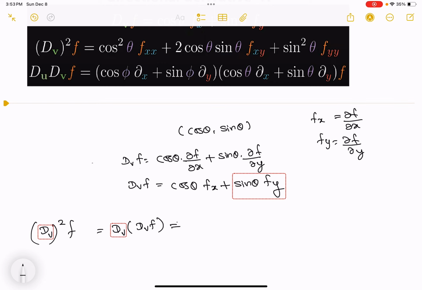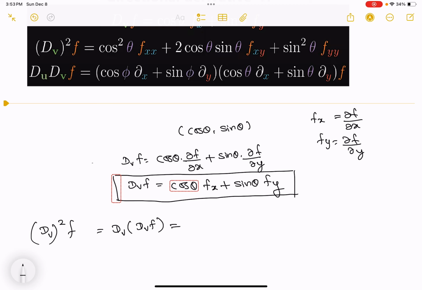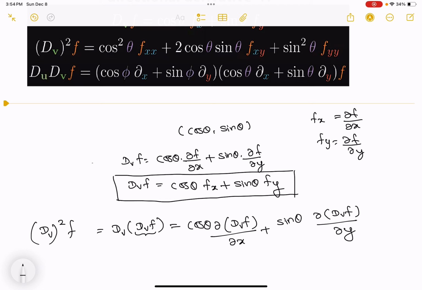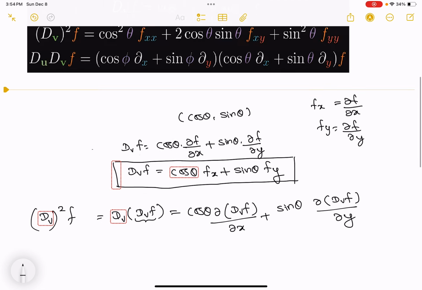So let's go with the same definition. We have defined the directional derivative of f with respect to v as cos theta times f sub x plus sin theta times f sub y. Don't forget that this is just the derivative of the function with respect to x. For now this is our function. So what I will do is take the partial derivative of this function with respect to x, times cos theta, plus sin theta times the partial derivative of this function with respect to y. This will make our life easier. Now we just need to make some manipulations and it will be proved.